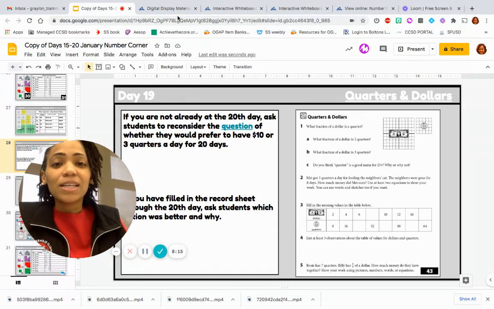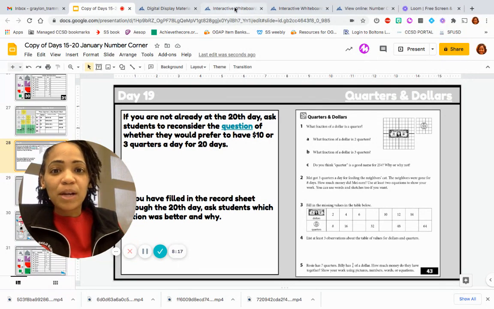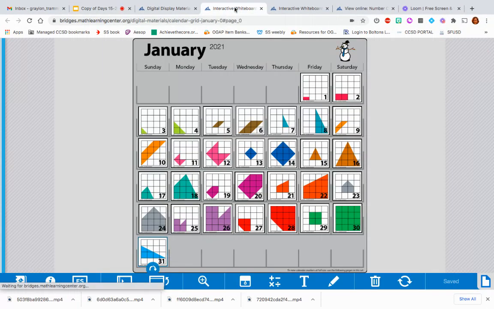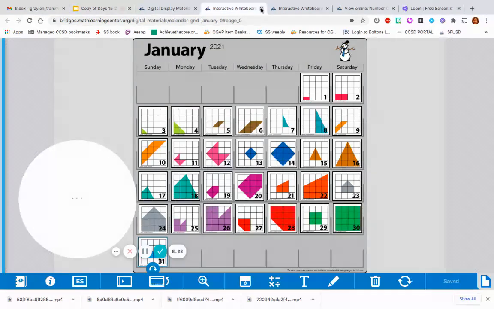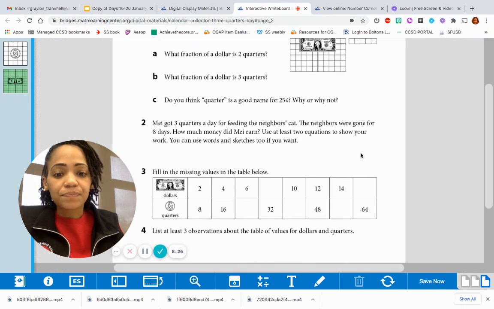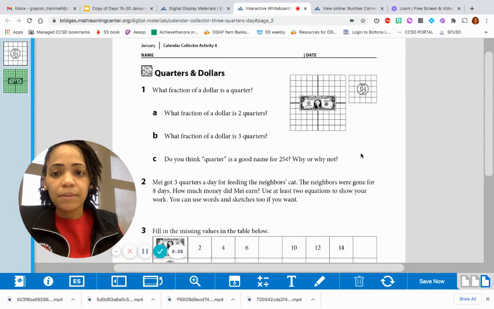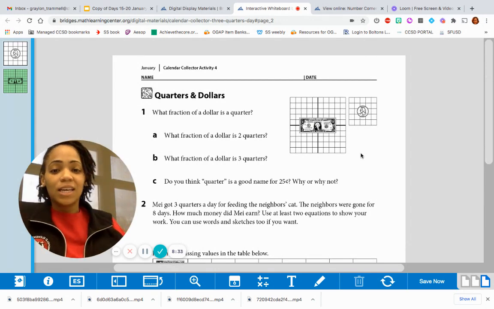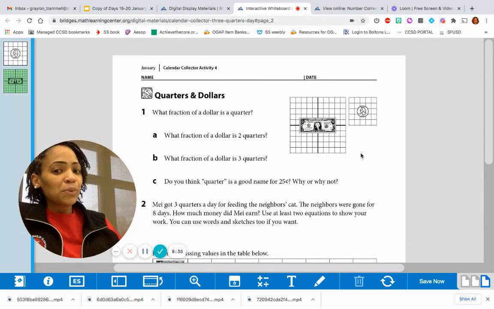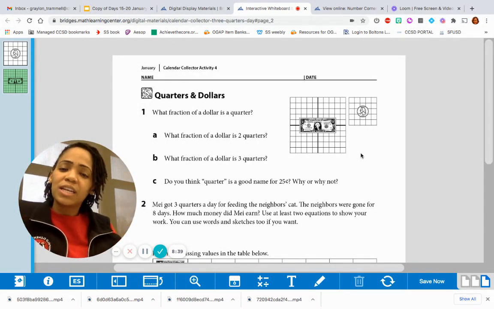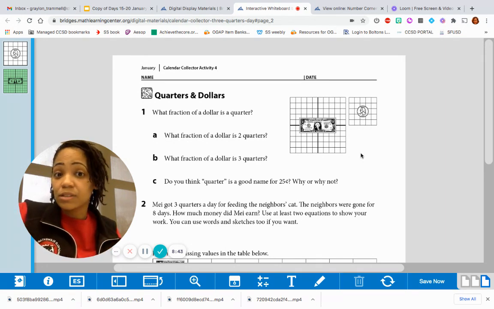So now what we're going to do is open up our workbook page. And we're going to do some work on our workbook page. And that is going to conclude our number corner for this month. It is on page 43. It's called Quarters and Dollars. And we're going to work through it. Really, I want you to work through it on your own, because I want to know, are you understanding the fractional ideas that have come out with our collector this month?